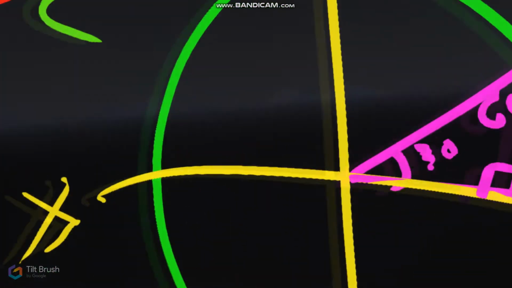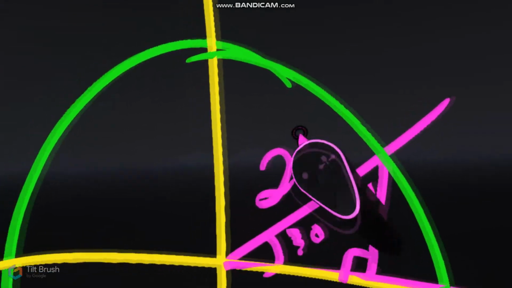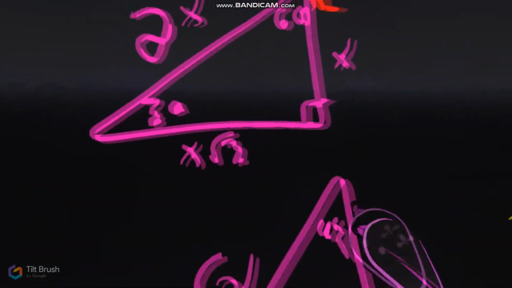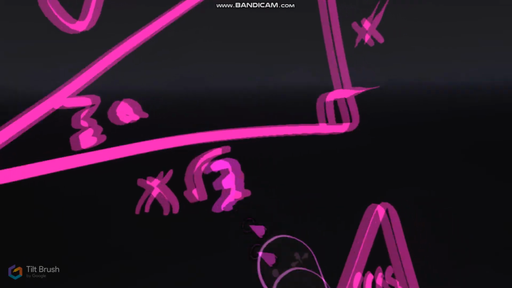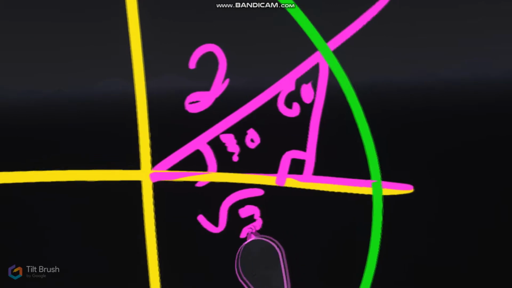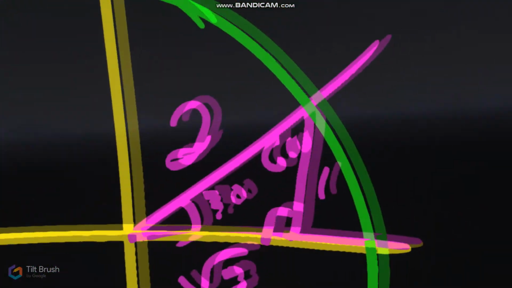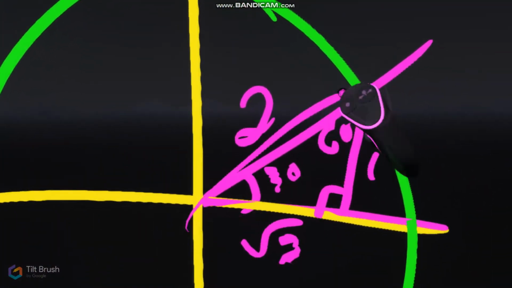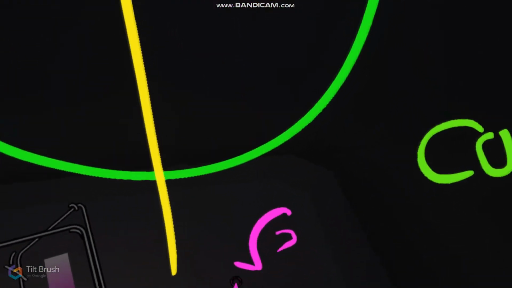So let's make anything for the radius. We're going to make it 2, because that's the easiest thing. Because now you just know x equals 1. So now we know that this is 1 times the square root of 3, which is just square root of 3. And then we get 1 here, because x equals 1. So the cosine of 30 degrees, or the negative cosine of 30 degrees, is, we just do adjacent over hypotenuse. So rad 3 over 2.